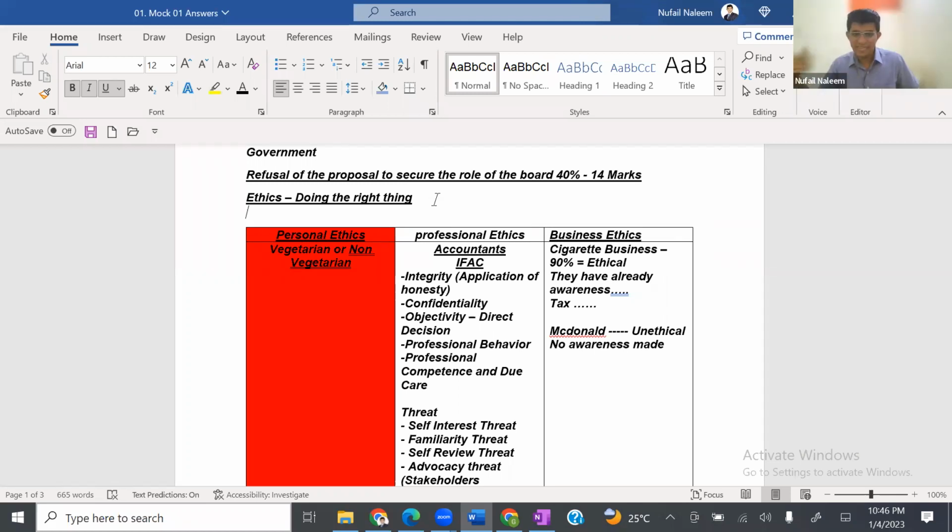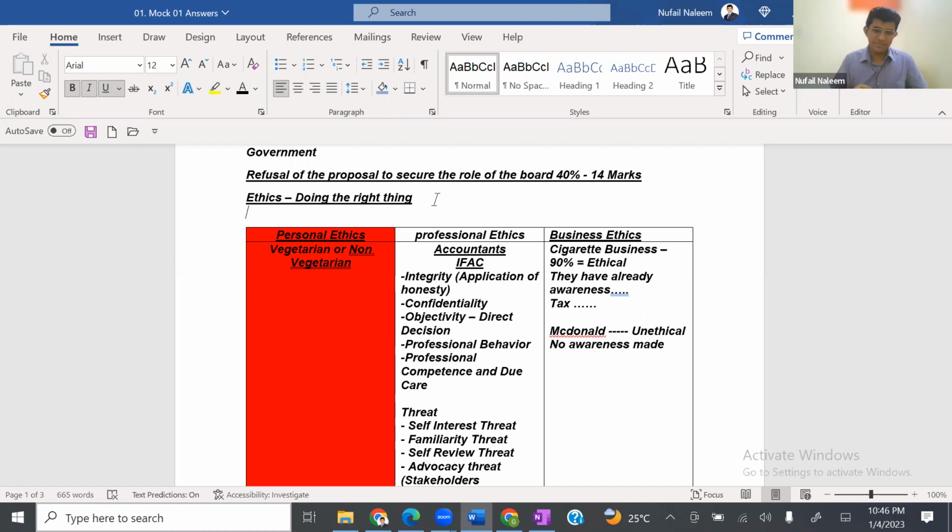If I'm not mistaken, I need to question the board and ACCA, this professional institution, why they are doing this. It's unethical, right? Yes, sir. So they gave me a very solid answer. Doing the right thing is ethics, what you are saying, according to the textbook.